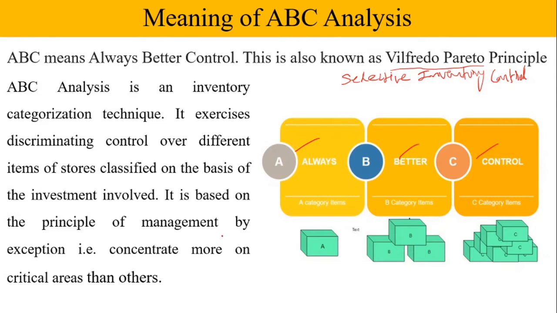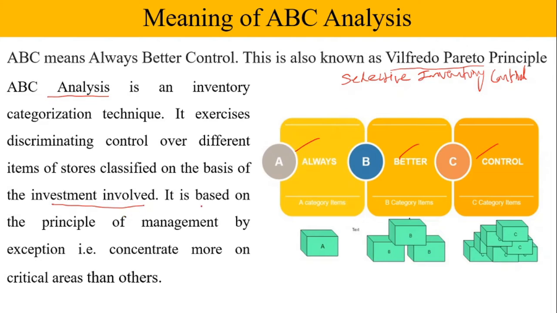ABC analysis is an inventory categorization technique. This ABC analysis is going to decide the inventory control depending upon the investment involved in that particular material. If high investment is happening in one inventory, that is to be taken care of much more, and lower investment inventory is taken care of with lower management control.